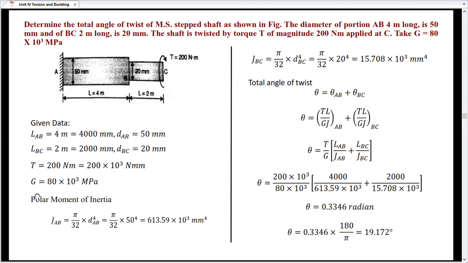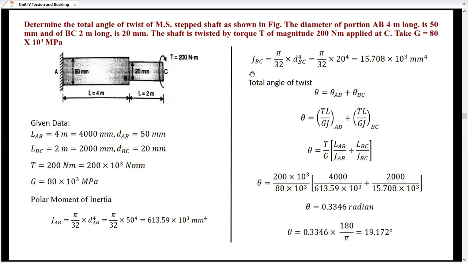Then we have G value, modulus of rigidity, 80 into 10⁻³ megapascal. So you can calculate polar moment of inertia for section AB and polar moment of inertia for section BC. The polar moment of inertia for section AB will be pi by 32 d raised to 4. So pi by 32, diameter of section AB is 50 mm. So you'll get that value of polar moment of inertia, 613.59 into 10 raised to 3 mm raised to 4.